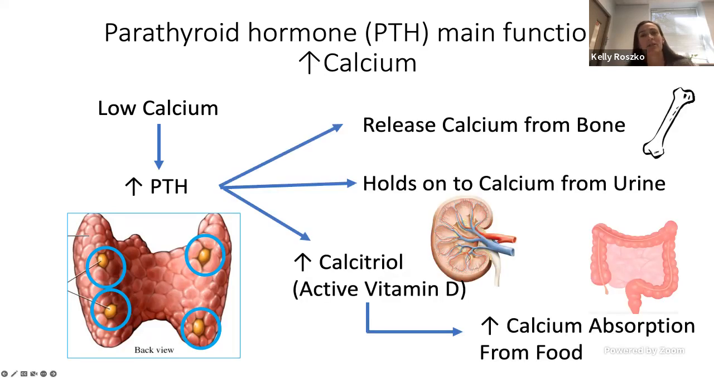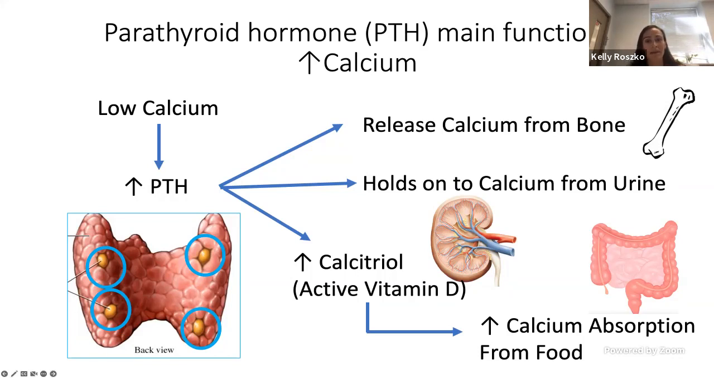It does this in 3 main ways. First of all, PTH releases calcium from the bone. The bone is a big storage repository for calcium. So PTH allows this stored calcium to be released when you need it most to increase your blood calcium so that it remains in that normal range. The second thing that PTH does is it acts on the kidneys to hold on to calcium and prevent any calcium from being lost in the urine.